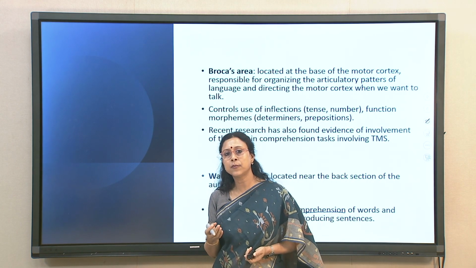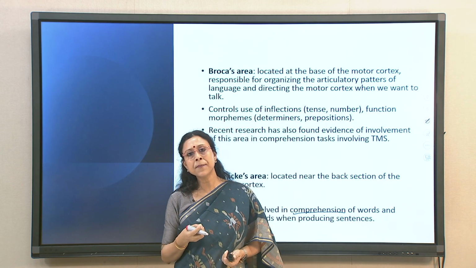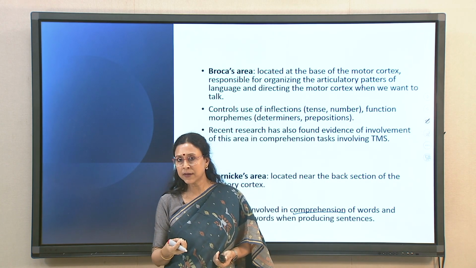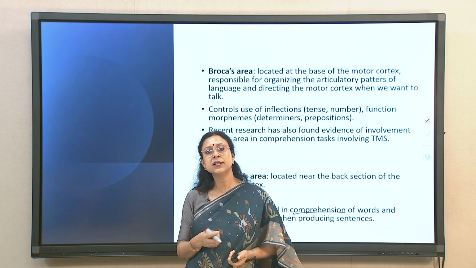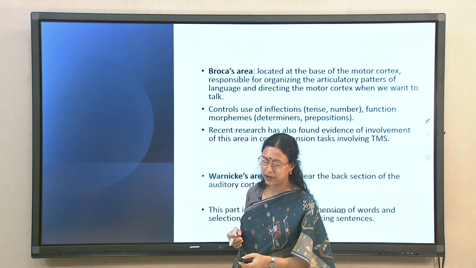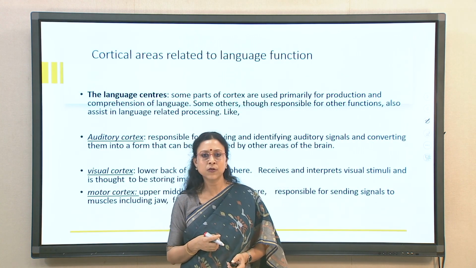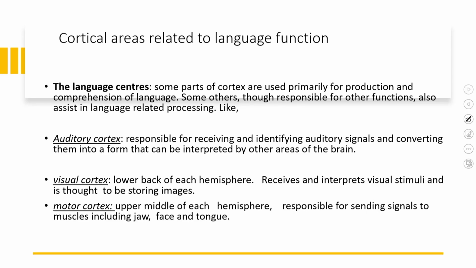On the other hand, if Broca's area gets affected by some injury or any tumor, then that will result in Broca's aphasia, where the comprehension is intact, but production will be difficult. So, articulation becomes very difficult. The other cortical areas related to language function are auditory cortex, visual cortex and the motor cortex. It is self evident why they are important.